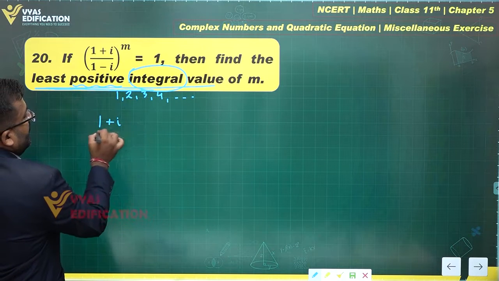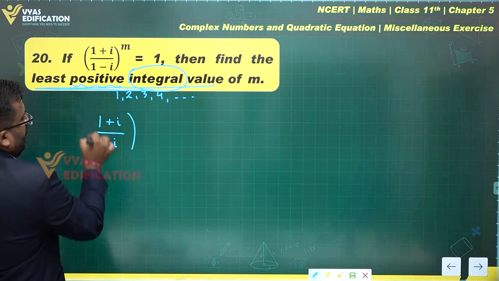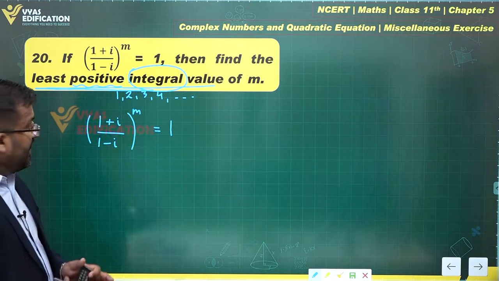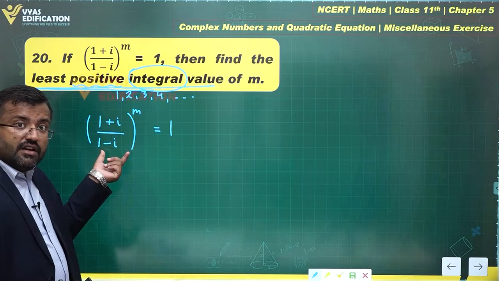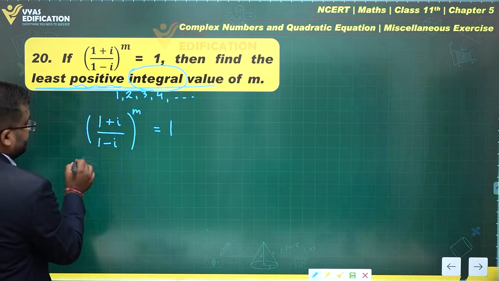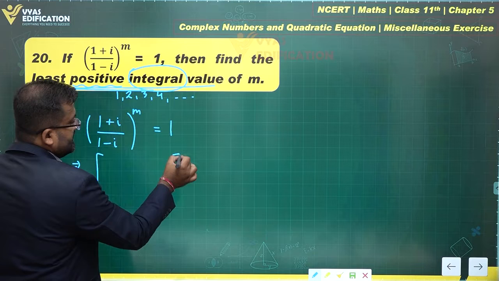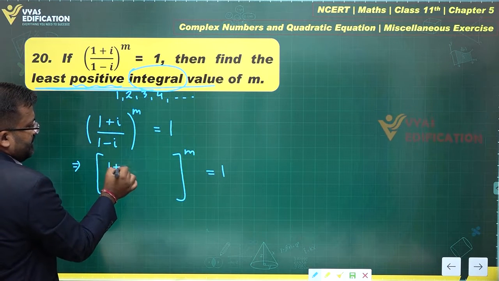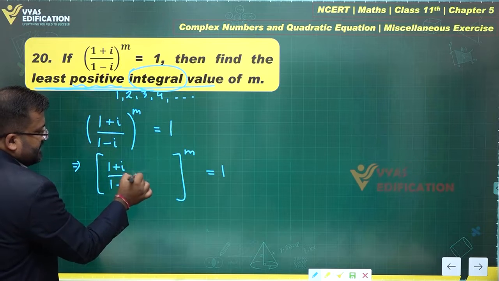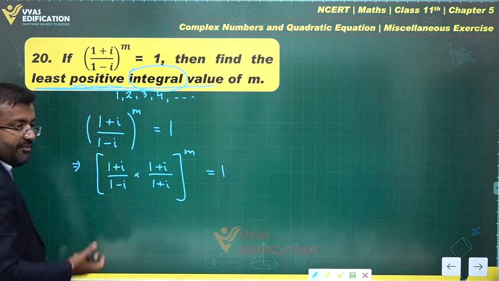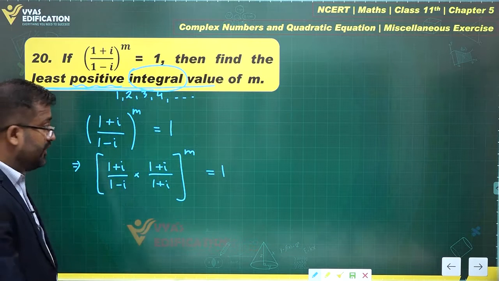(1 + i)/(1 − i) whole power m is equal to 1. How do we go about solving this? We'll have to simplify this one first. What is this expression actually equal to? Let's try to simplify it. Something power m is equal to 1, but something can be simplified as (1 + i)/(1 − i). Let's multiply with the complex conjugate of the denominator and bring this complex number into the numerator.